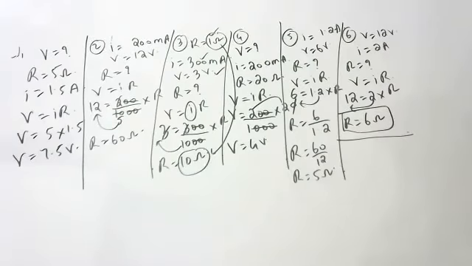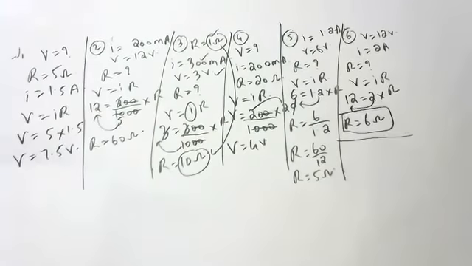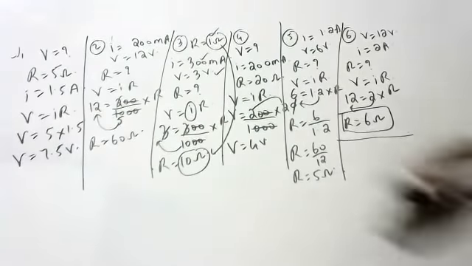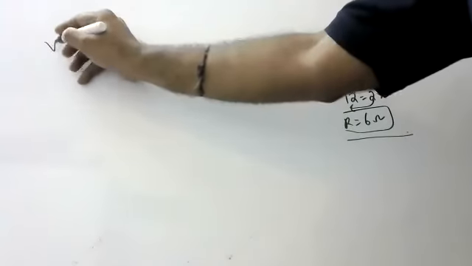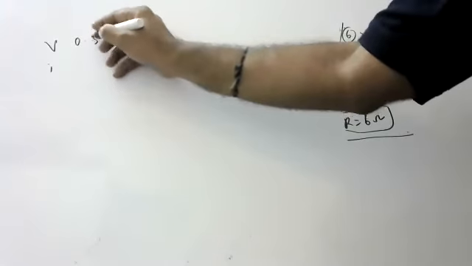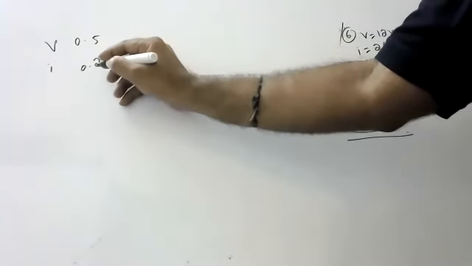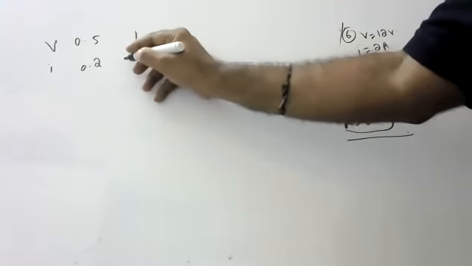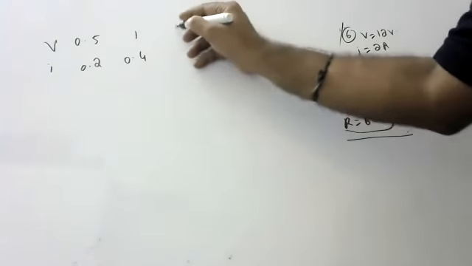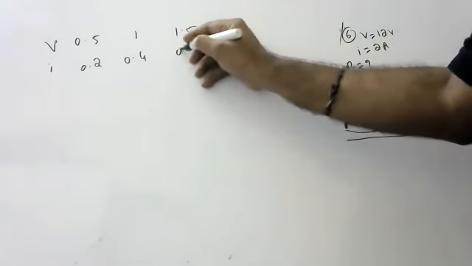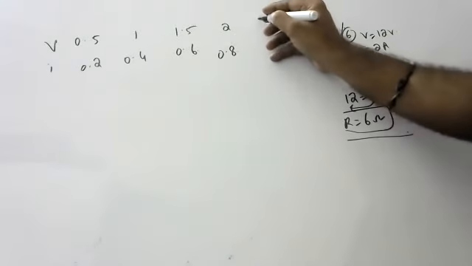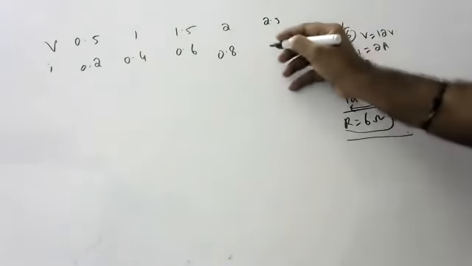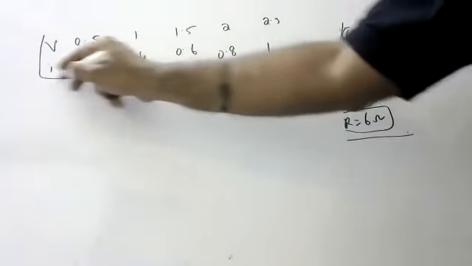Next one, one application type of question is there. I will write it on the board. If potential is 0.5, current is 0.2 amperes. If potential is 1, current is 0.4. If potential is 1.5, current is 0.6. If potential is 2 volt, current is 0.8 amperes. If potential is 2.5 volt, current is 1 ampere. This is the table they have given.